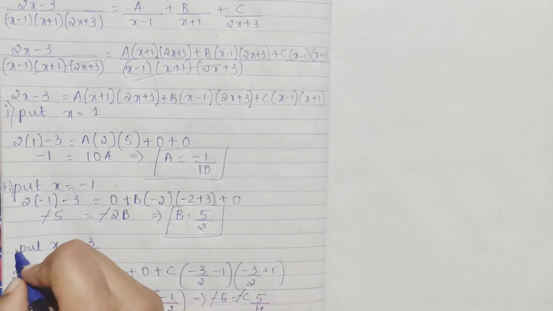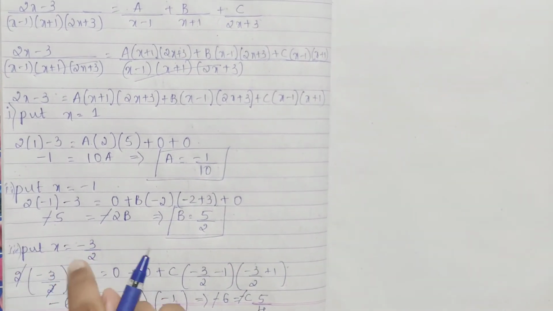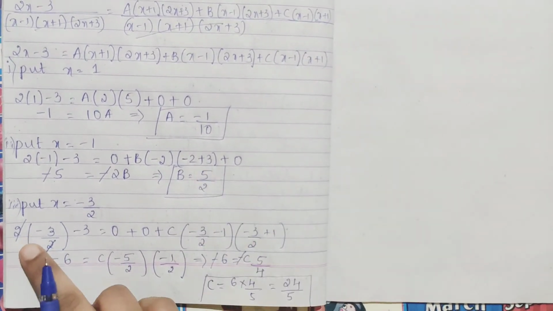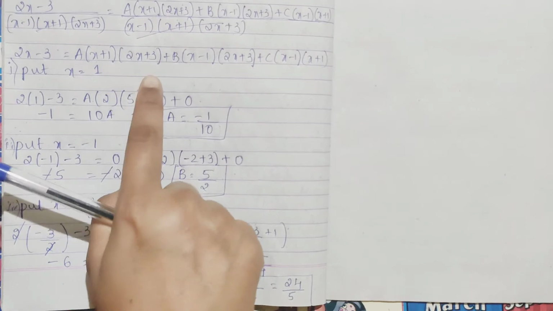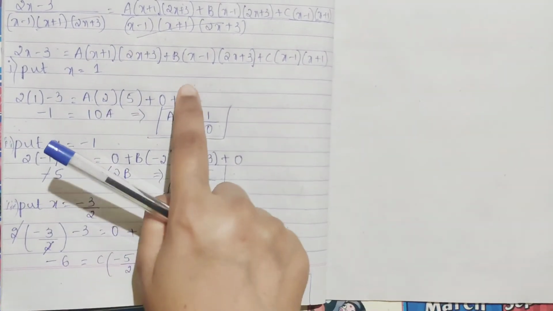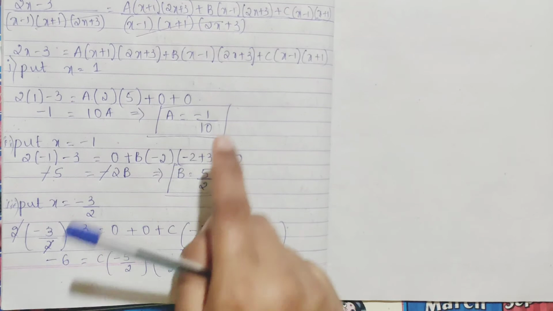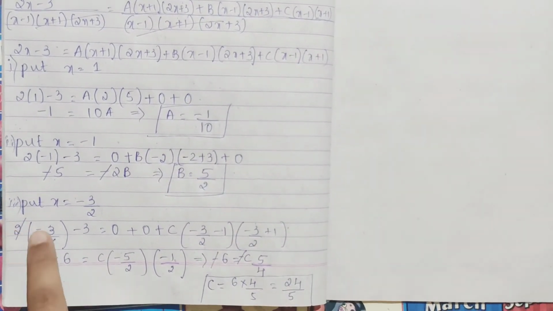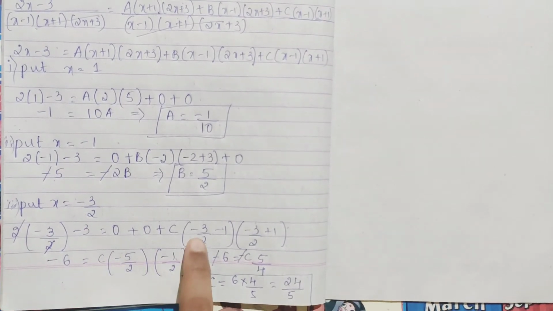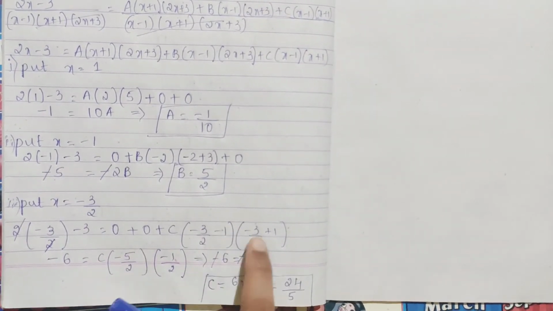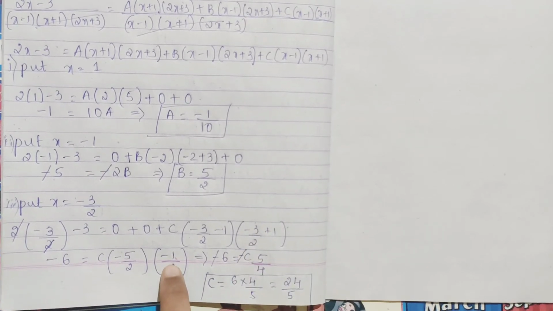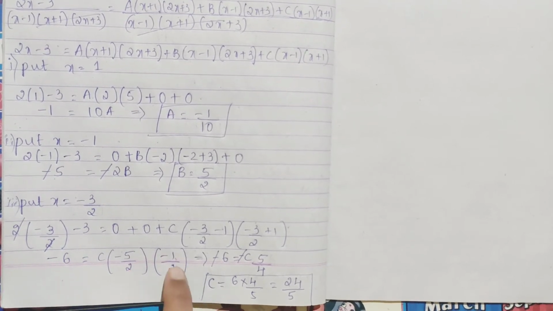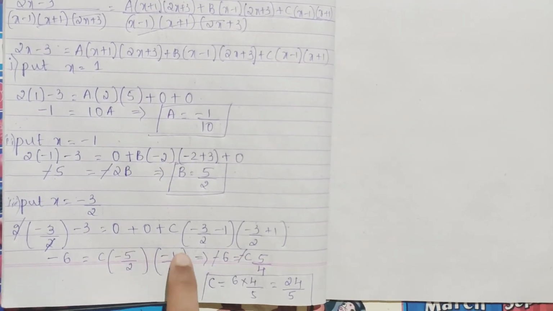Third, here x is equal to minus 3 by 2. So you are taking 2 into minus 3 by 2 minus 3. Your A part, see, minus 3 by 2, this will be 0. B too, here minus 3 by 2, this will be 0. Remaining C, minus 3 by 2 minus 1, minus 3 by 2 plus 1. So you will get the 2s cancelled, minus 3 minus 6. Here minus 3 minus 2 will be minus 5 by 2. Minus 3 plus 2 becomes minus 1 by 2. Minus into minus becomes plus.